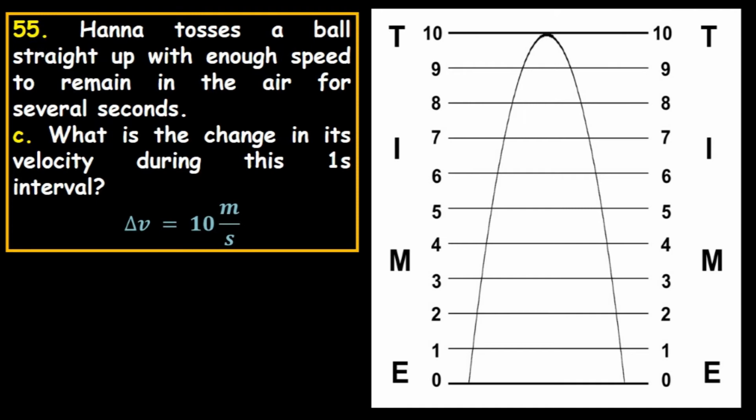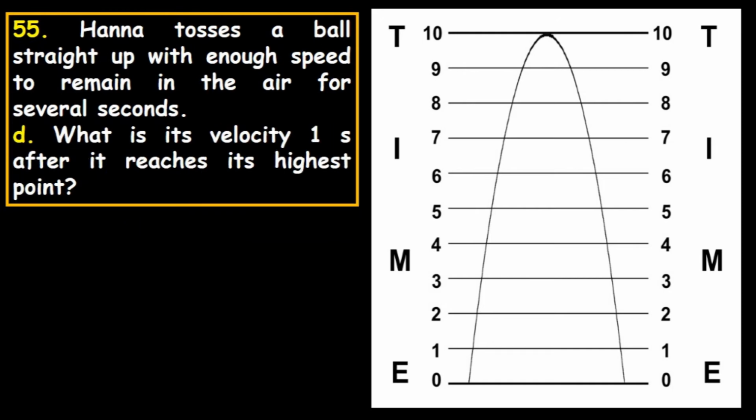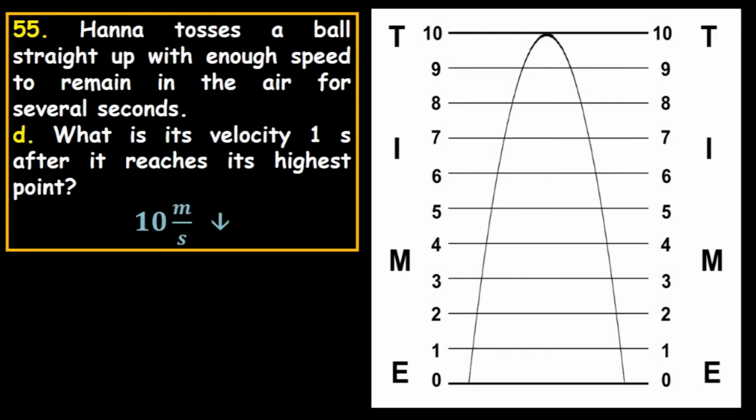Now, sometimes the book will say it's negative 10 meters per second squared, some say it'll be positive. We'll discuss that before individual problems, not to worry. What is its velocity 1 second after it reaches the point? Well, according to the acceleration due to gravity, when it reaches the top and is going back down, 1 second after the top, it's going to be going 10 meters per second straight down.